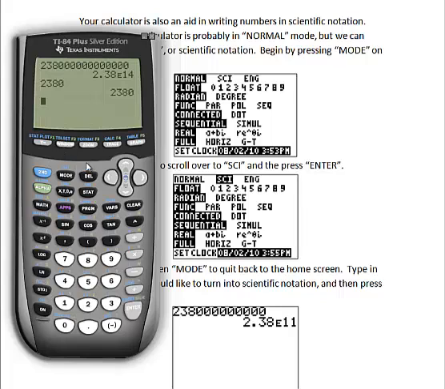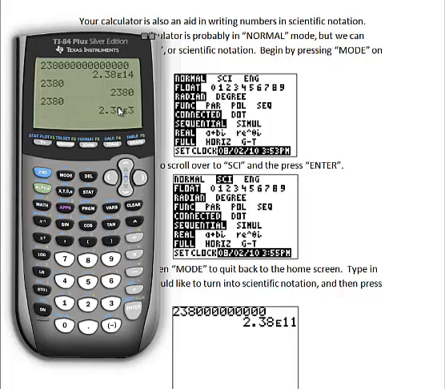Well, we go back to mode, we arrow to the right to where the cursor is blinking over the SCI for scientific, and we hit enter. That changes the mode of our calculator, and now if we type in 2,380 and hit enter, it'll return it in scientific notation. And you definitely notice a difference in the notation in that there is no times 10.